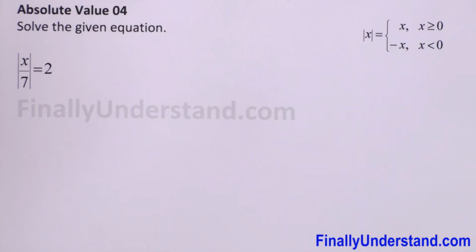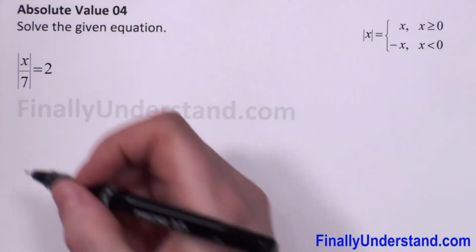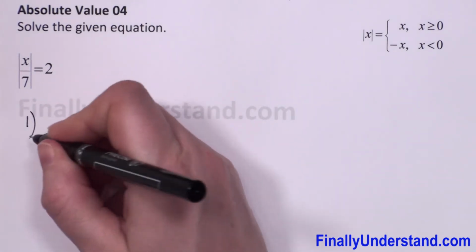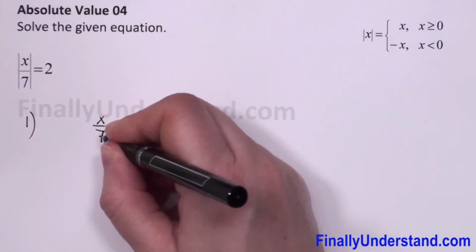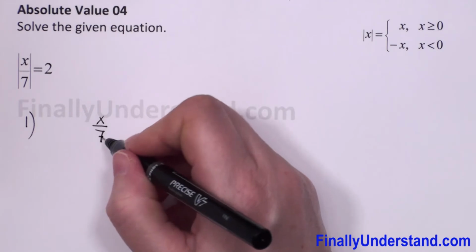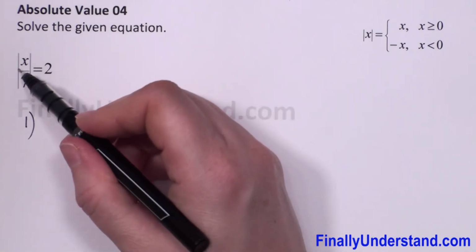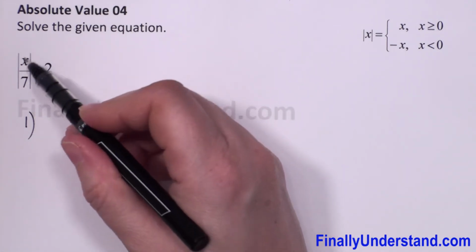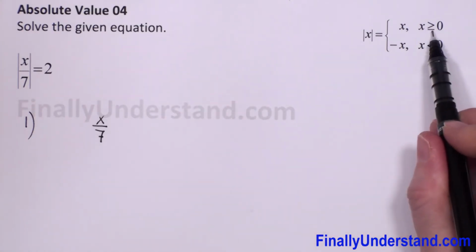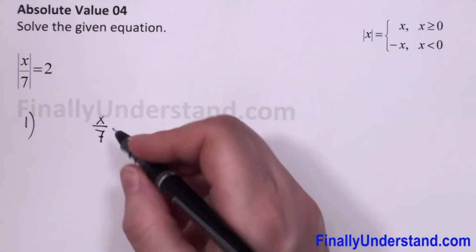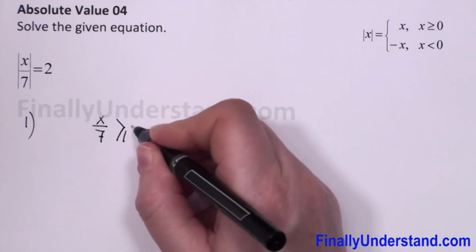So, first, what we have to do with our equation, we have to find the domain. First case, x over 7. Why I put x over 7? Because x over 7 is between absolute value bars. And this expression must be greater than or equals 0.